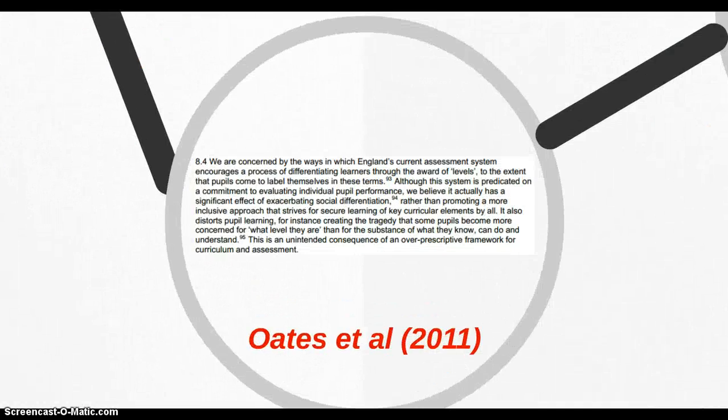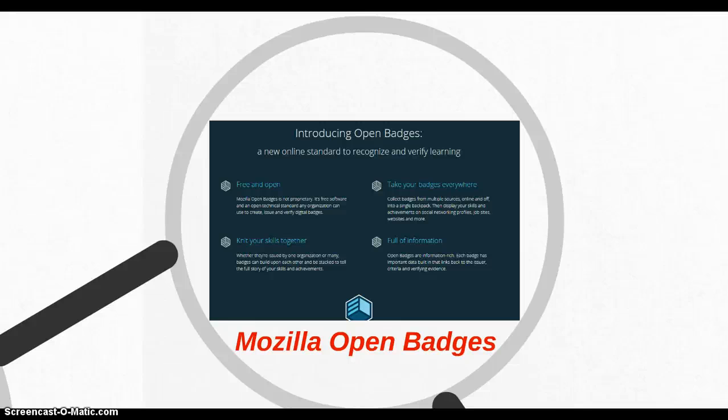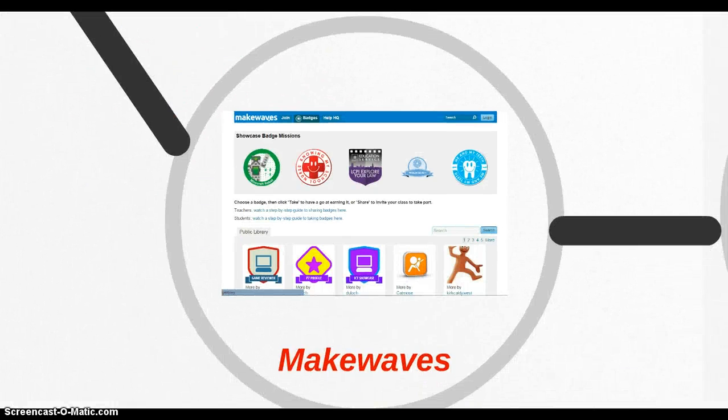Challenging the attainment levels and targets in the computer curriculum can, however, have an effect on pupils, distracting them from the content of what they are learning and from how well they are doing in their learning. In order to tackle this negative impact levels can have, but also understand pupils' achievements, online systems such as Mozilla Open Badges or Makewave can be used.